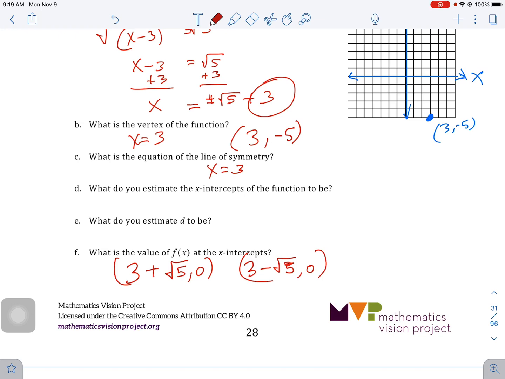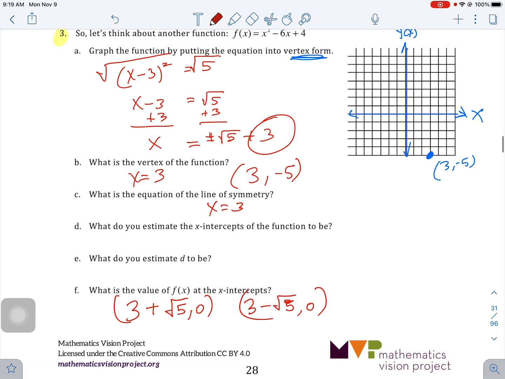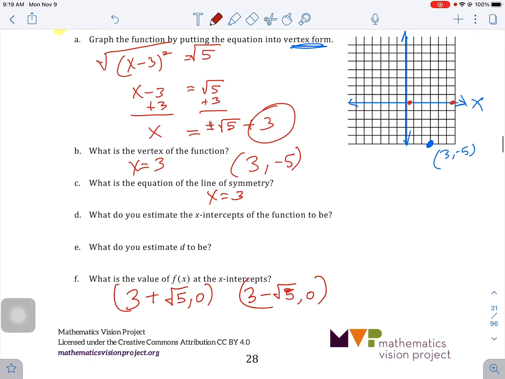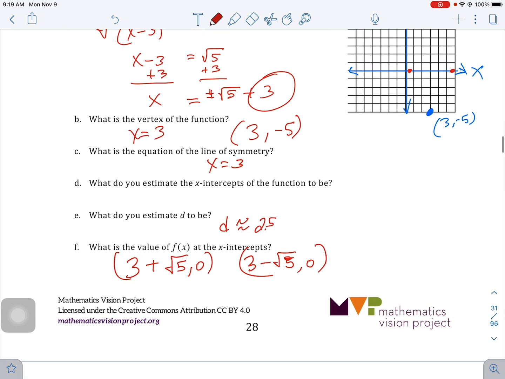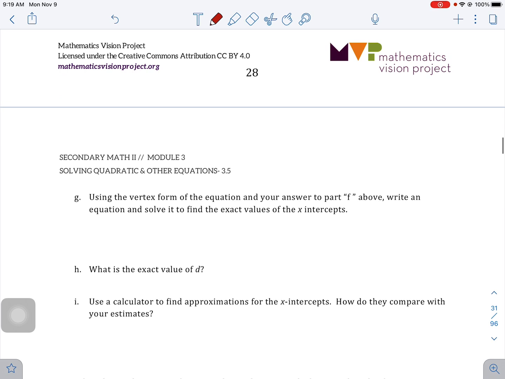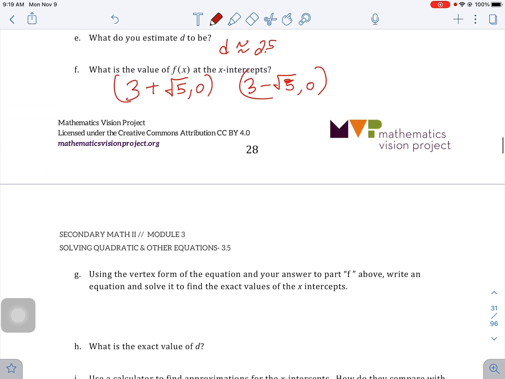Okay. And then you could estimate that. The square root of 5 is greater than 2 but less than 3. So it's a little bit less than 6, 0, so it's probably something like that. 1, 2, 3, 4, 5, 6, and something like that. So d is between 2 and 3, you could say 2.5 if you wanted to. Okay, using the vertex form, write an equation and solve it to find the exact values.